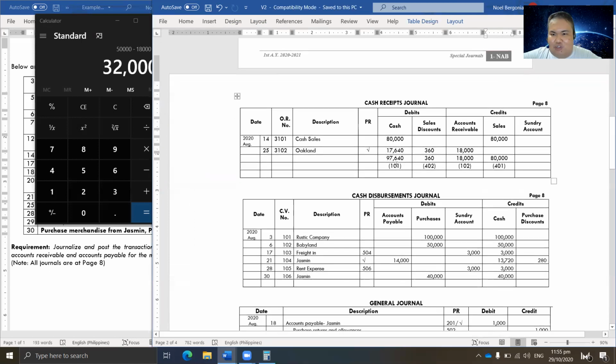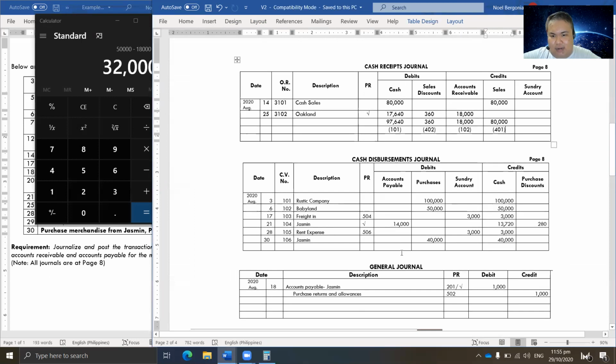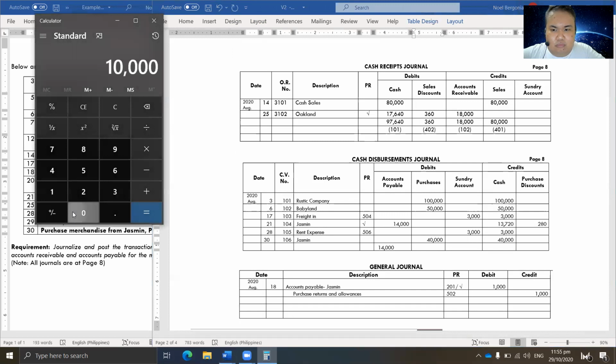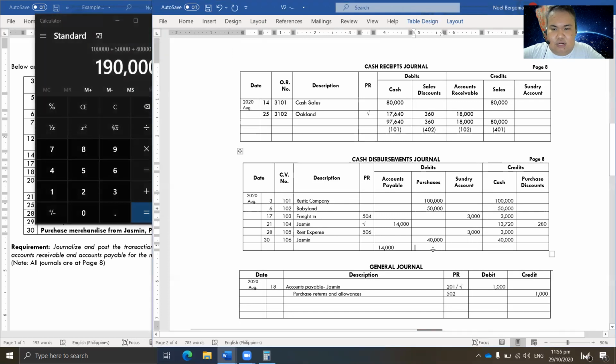Last na po tayo, cash disbursements na po. Total muna natin. So, for accounts payable, as you can see, iisa lang po, 14,000. Sa purchases, we have 150,000. 100,000 plus 50,000 plus 40,000. So we have 190,000. Okay, so 190,000 for our purchases. Yung sundry, no need to total it kasi nga ho, it's already posted, di ba? Na-post na sa freight in at sa current expense.